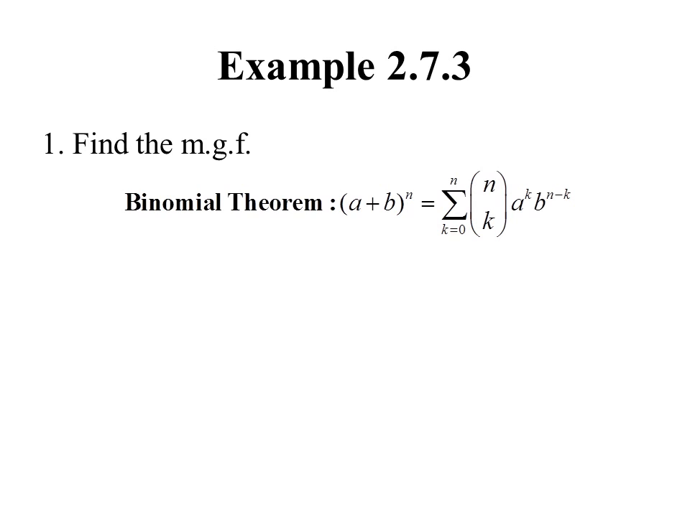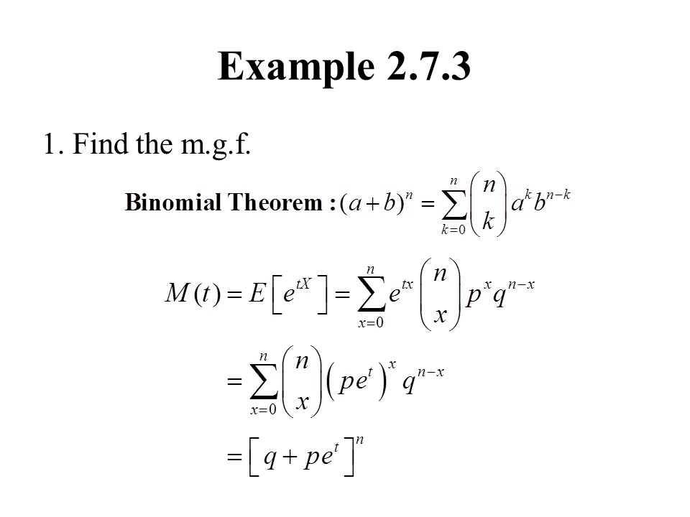And to do that, we're going to use the binomial theorem, which we briefly introduced back in chapter 1. The binomial theorem gives us a way of expanding a binomial expression like this. And so the moment generating function, again, is defined to be this. So we take e to the tx times f of x and add that up over all values of x. Here x goes from 0 to n.